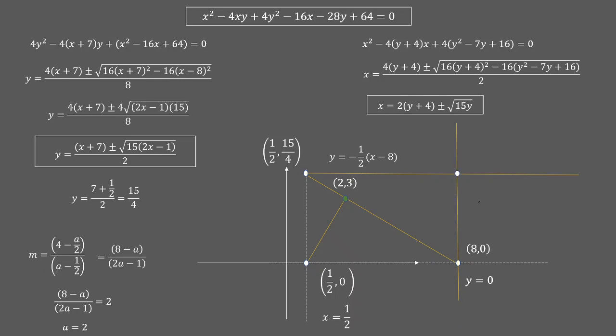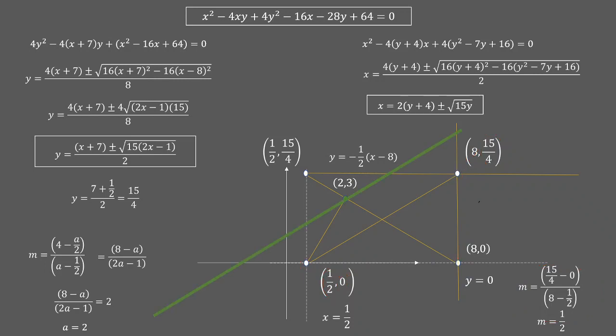And where do the normals intersect? This point, it's very easy to see. This is (8, 15/4), right? And then what you do, this is the important point from where we will connect this line, and this will be parallel to the axis of the parabola. What is the slope of this thing? So (15/4 - 0) over (8 - 1/2), and you solve it, you get the slope is equal to minus half. Very good numbers you are getting.